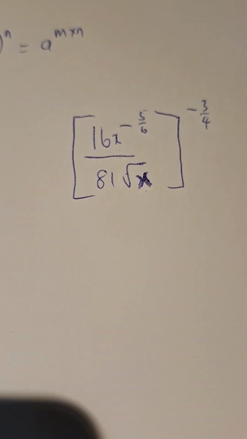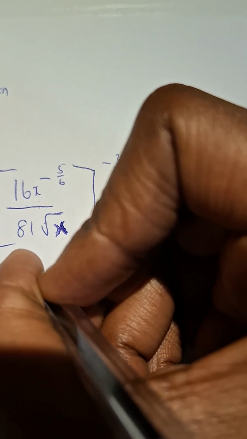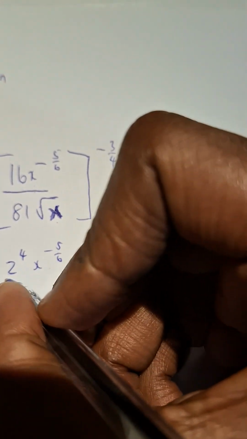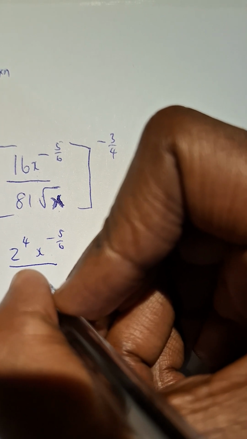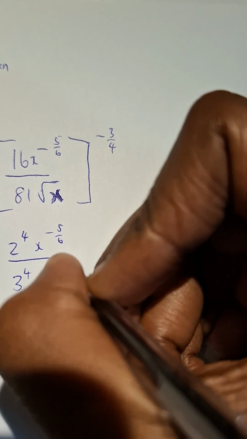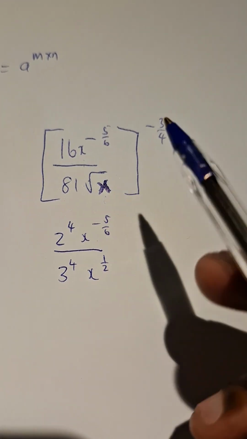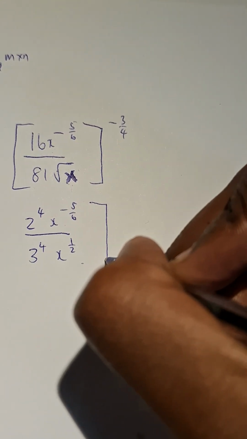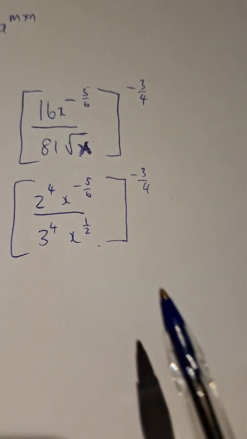negative 3 over 4. So when we then apply this, what we then do is we change our numerical base, which is composite, to prime, over... obviously this square root of x can be written as x to the power... We change the root form to exponential form. Okay, so that's what we first do.